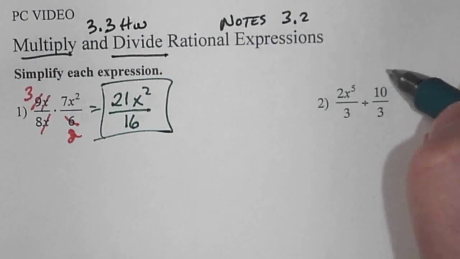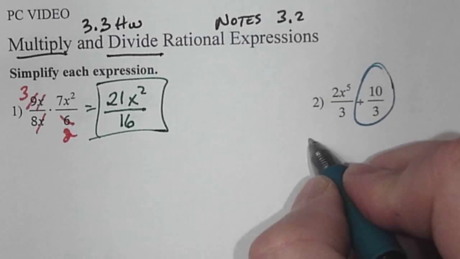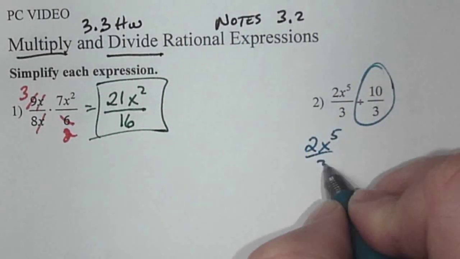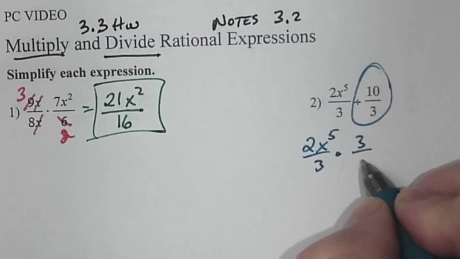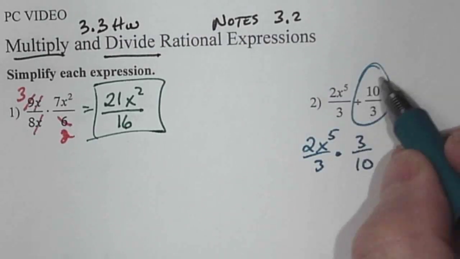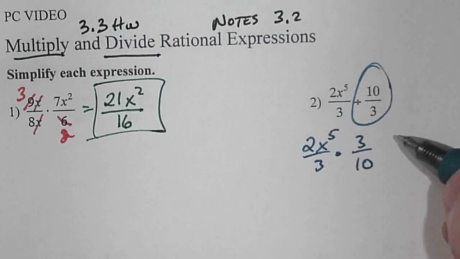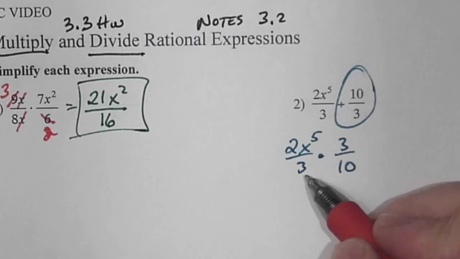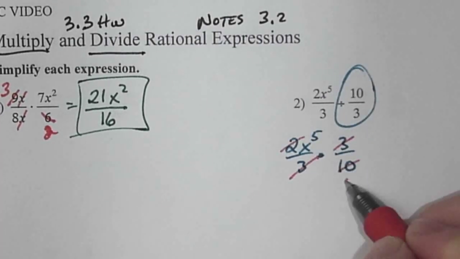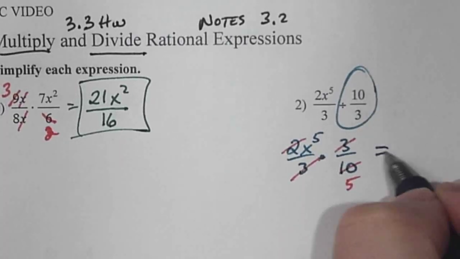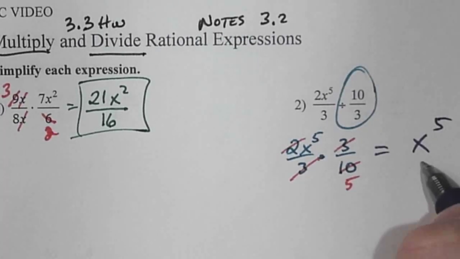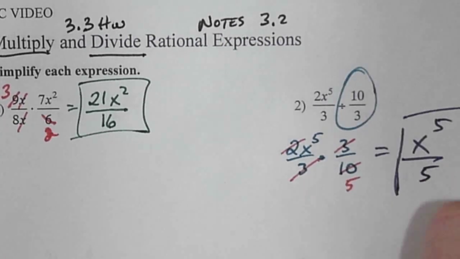Division. Well, division is just multiplying by the reciprocal. So 2x to the 5th over 3 times 3 over 10. Don't you dare start to try canceling things before flipping. Flip first. Oh my goodness. 3 goes into 3, 2 goes into 10 5 times. We get x to the 5th over 5.